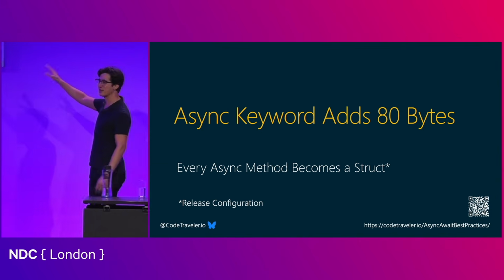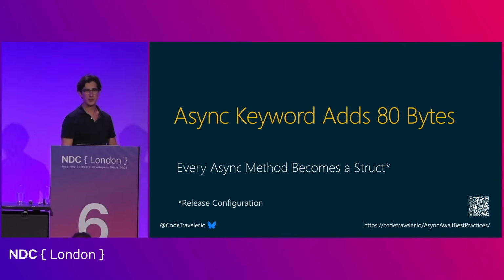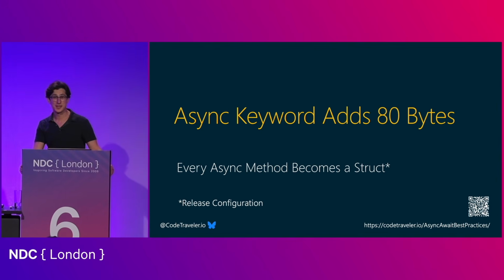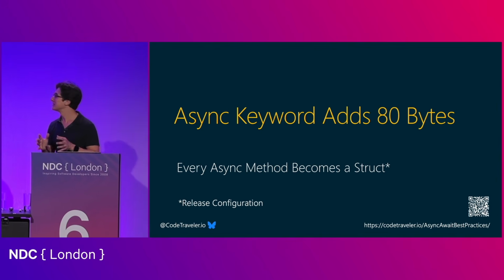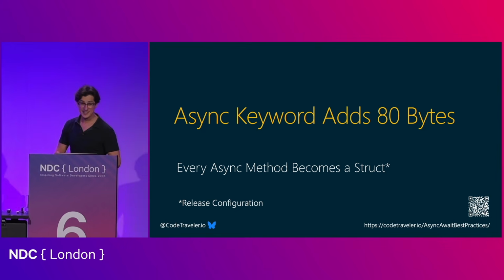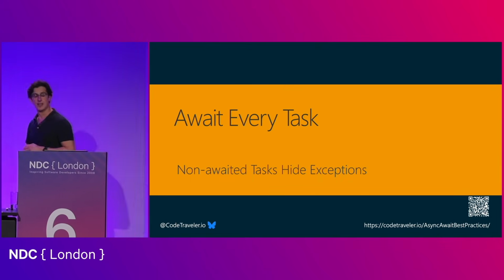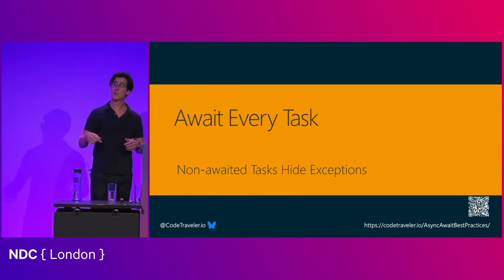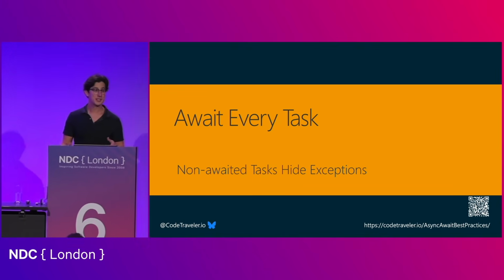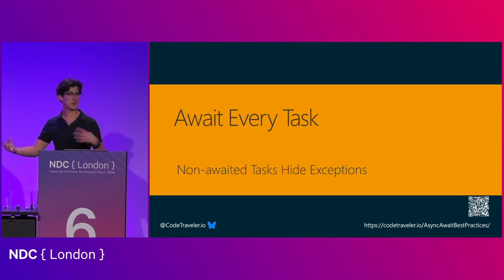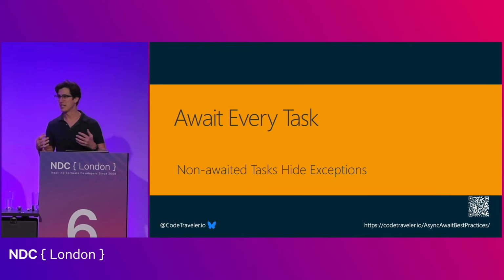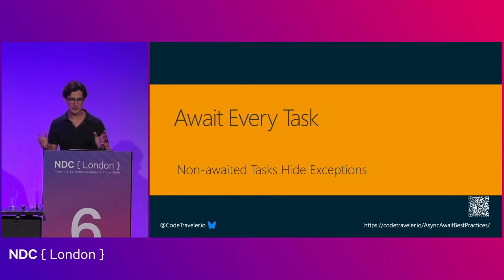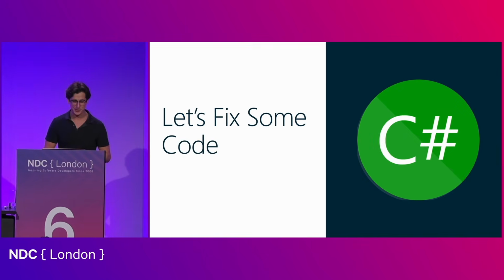So this is more of a fun fact, unless you are one of the 0.001% of developers that, I don't know, maybe you're working on an embedded system and you really have to worry about the size of your DLLs. For the rest of us, fun fact, async keyword adds 80 bytes. Await every task, because non-awaited tasks hide our exceptions, and we want to handle those exceptions gracefully. When exceptions get swallowed up, our apps get into weird states where they're just broken, and as far as the user knows, it's garbage. Close it, don't ever use it again, restart it, 1-star review.